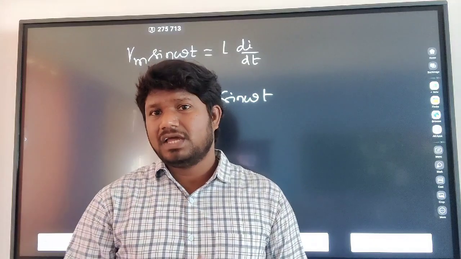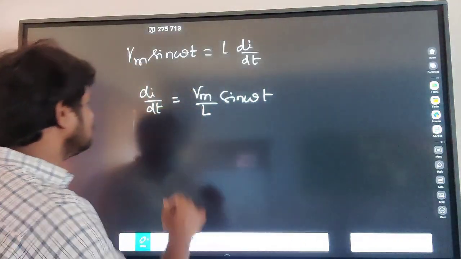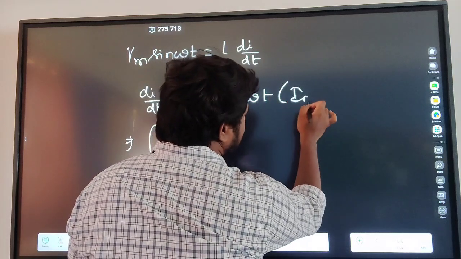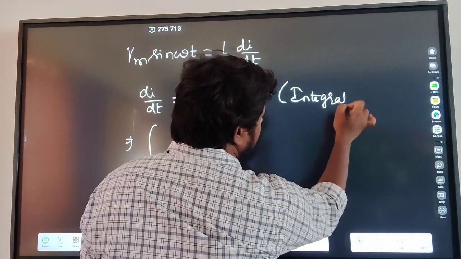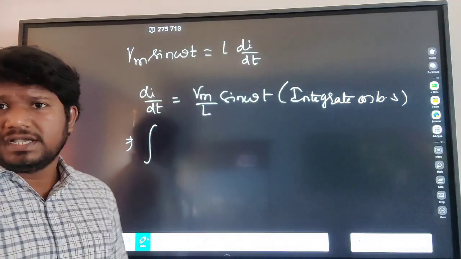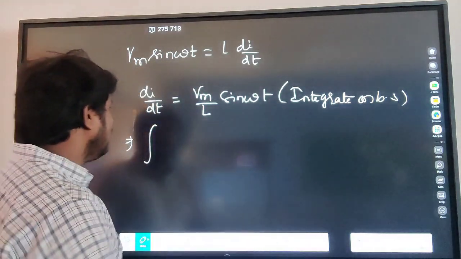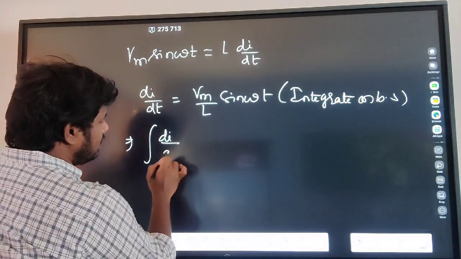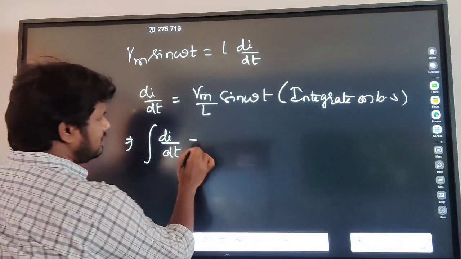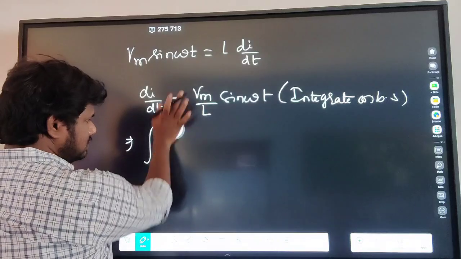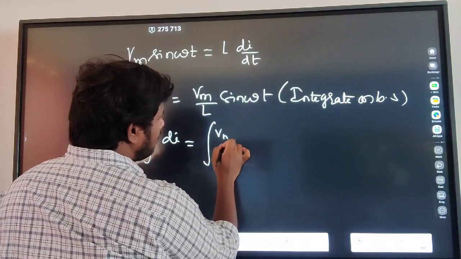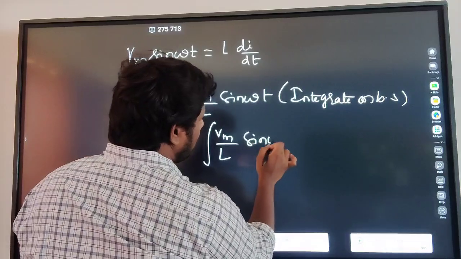Okay, that we are going to talk about. Now integrate on both sides. If you want to integrate on both sides, the integration of di/dt times dt, I will send that side, otherwise we'll keep it here also, no issue. Integration of di equals integration of Vm/L sin omega t.